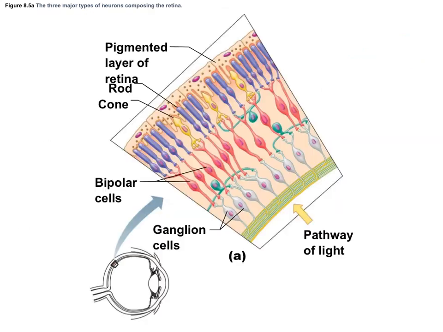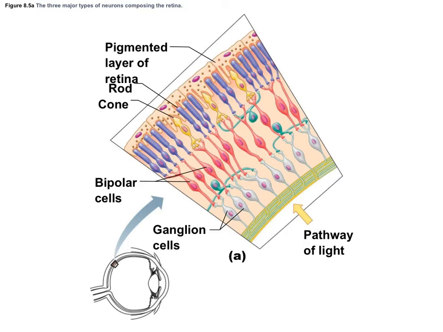So we have the outer pigmented layer of the retina, which absorbs the light, and then you have rods and cones, which are the sensory receptor cells. Those are your photoreceptors, rods and cones. And then you have the inner neural layer, where this absorption of light occurs.